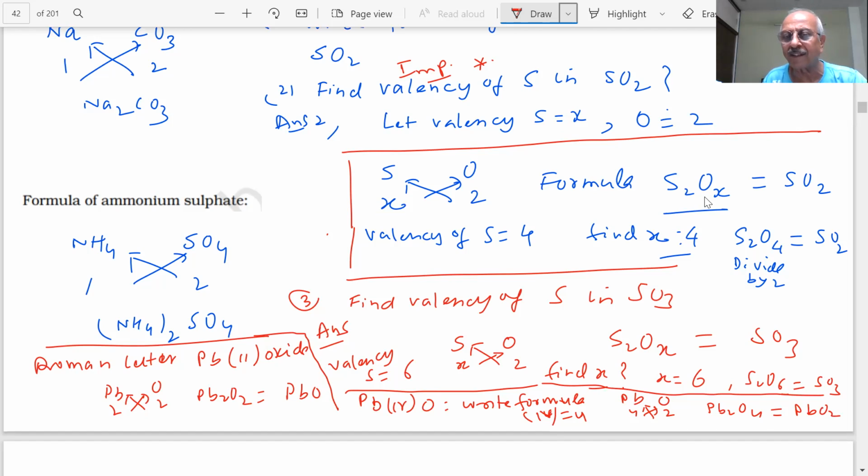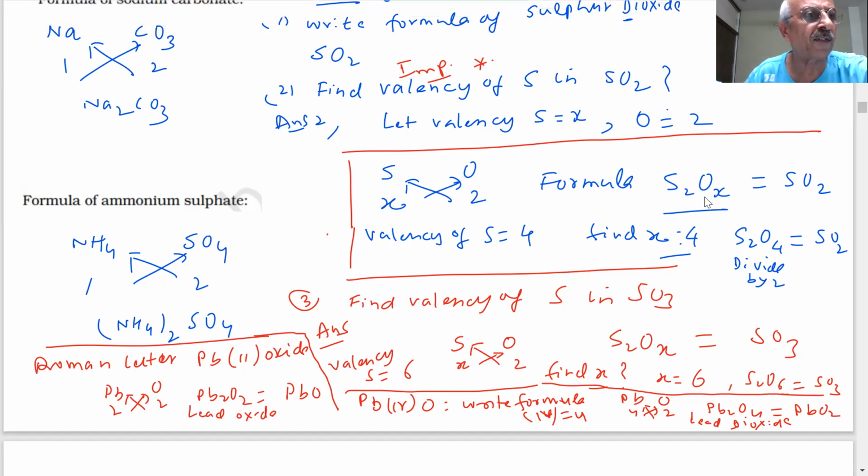This is lead oxide. See the difference? This is lead dioxide. Can you write now? Clear? Yes, sir. Understood? These are very important questions, student, which I have tried to solve. Very, very important. All right, student, this ends the topic of how to write the chemical formula.